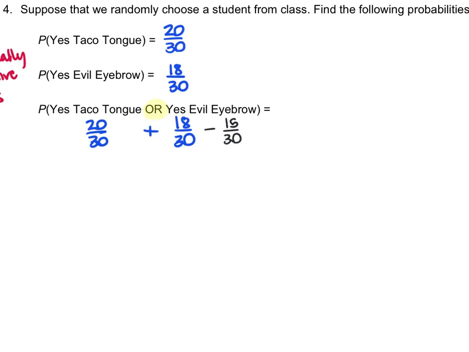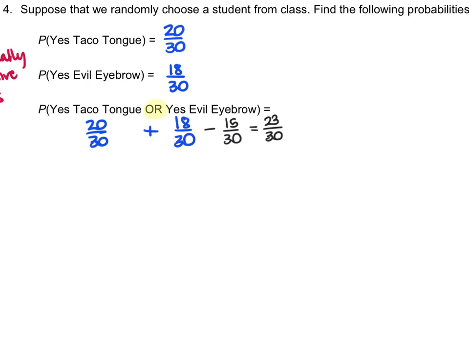Now this allows us to calculate the probability of yes taco tongue or yes evil eyebrow without double counting where they overlap, the people who can do both the taco tongue and the evil eyebrow. And that means we have 20 plus 18 minus 15, which is 23 out of 30. And we have just developed the general addition formula of probability.